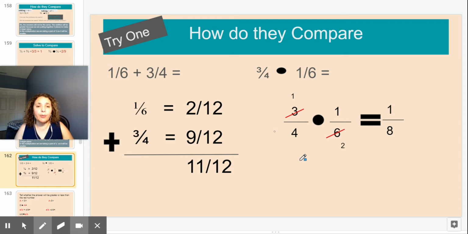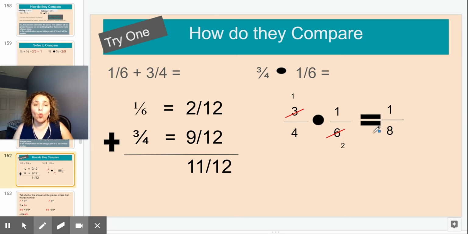All right, to multiply, we've just been doing this right now. 3/4 times 1/6, I rewrote it, and I noticed that 3 went into 6. That was our common factor. So I divided by 3, and I got 1, and then I got 2. 1 times 1 is 1. 4 times 2 is 8, 1/8.